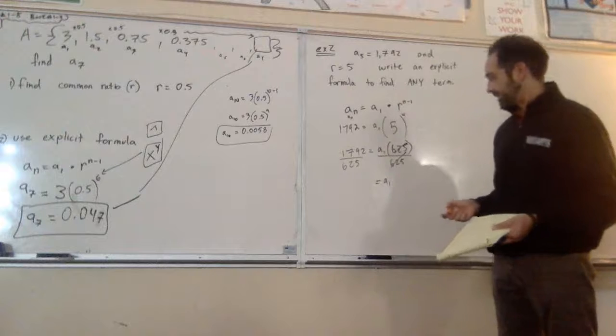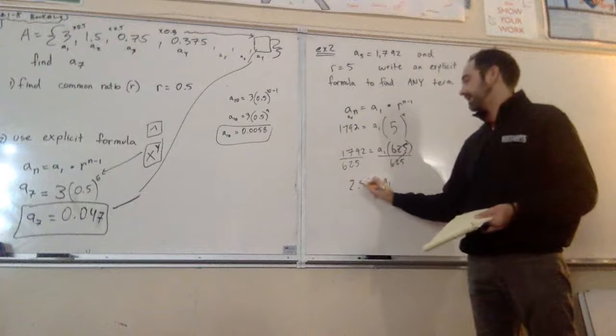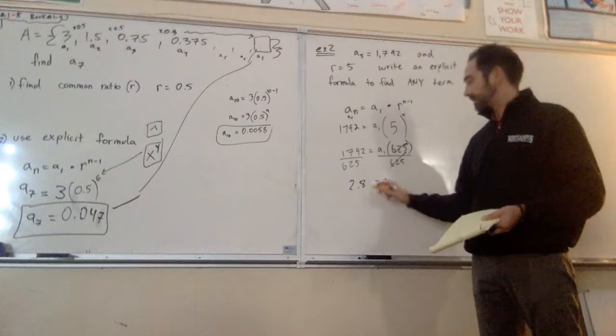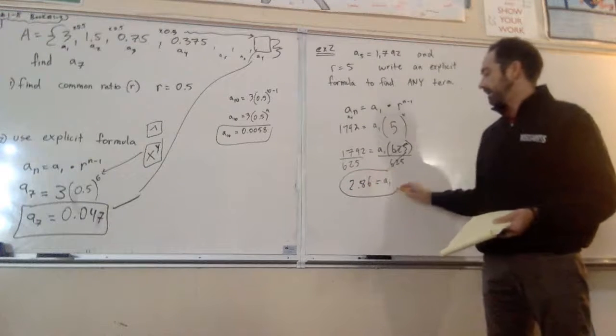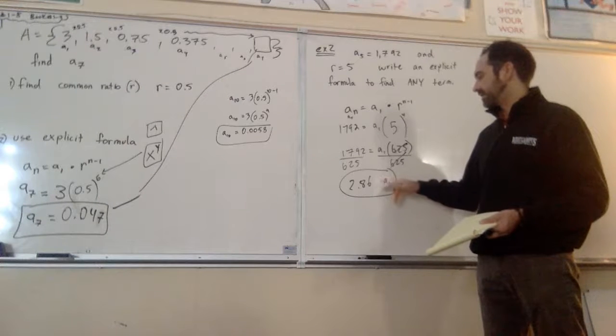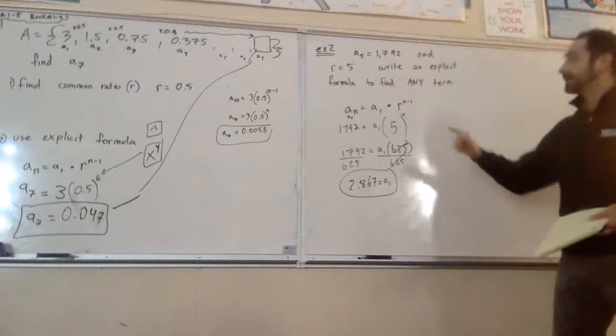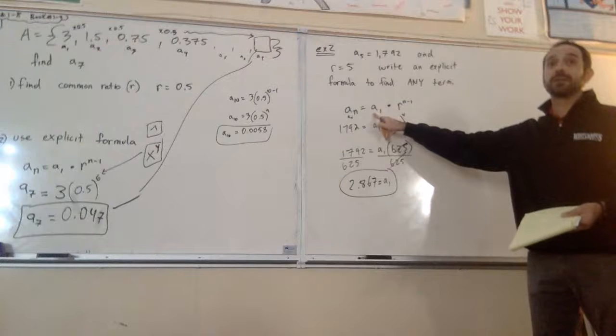And this looks like it's probably, let me see. I don't know. 2.86? Do we round that? Yeah, give me 3 decimal places. 2.867. Yeah, we'll keep it there. That's a sub 1. Okay? We did all that work to find a sub 1.